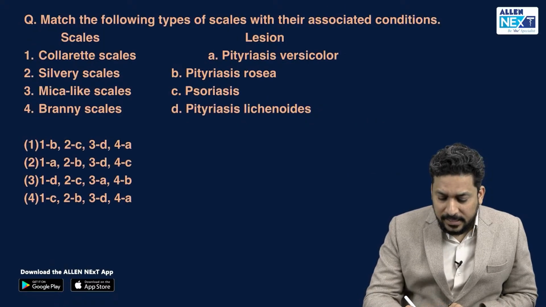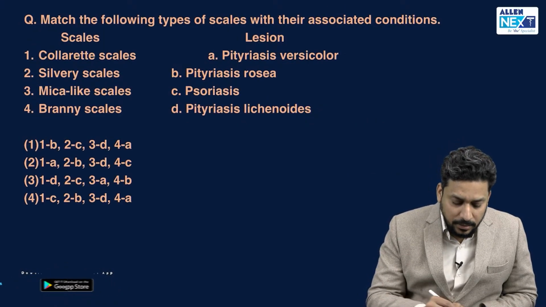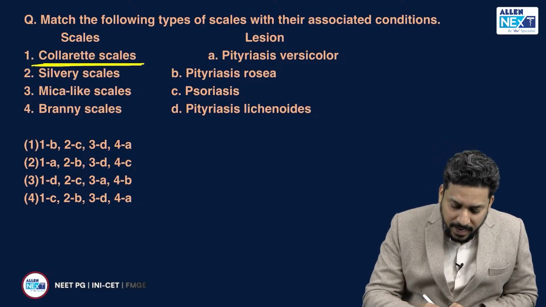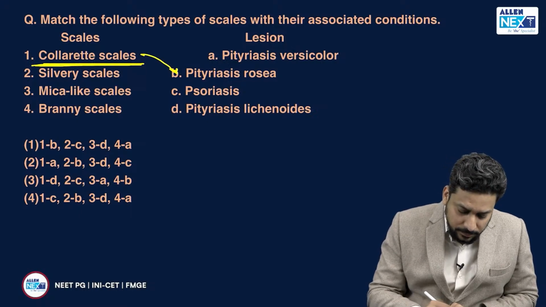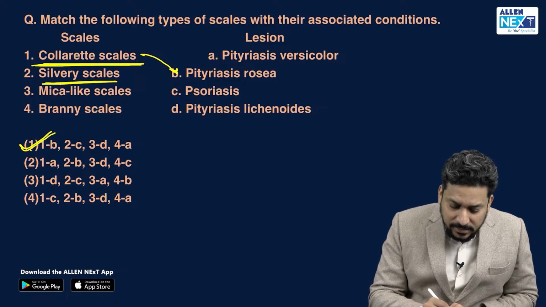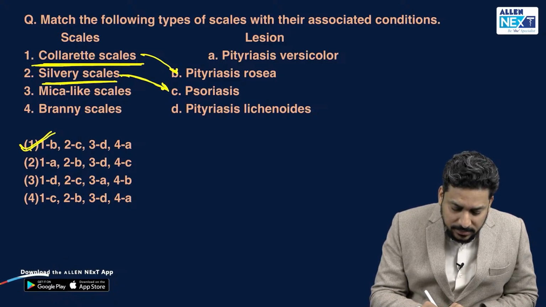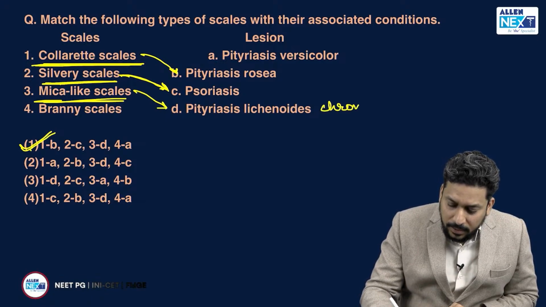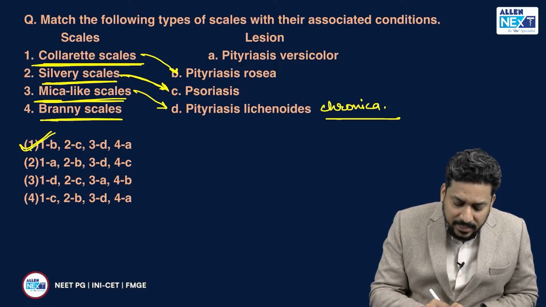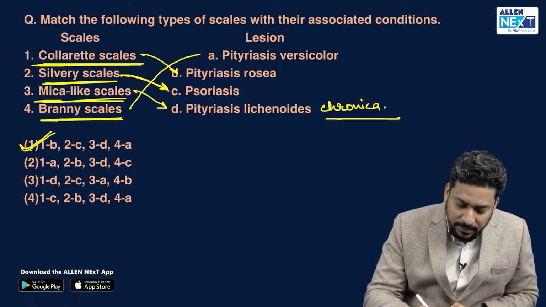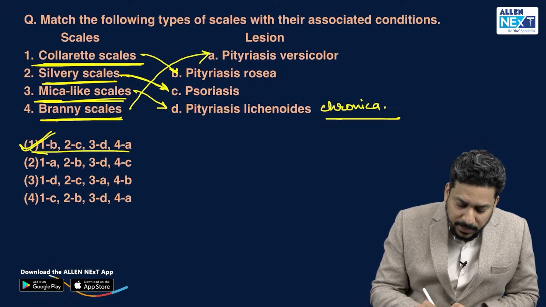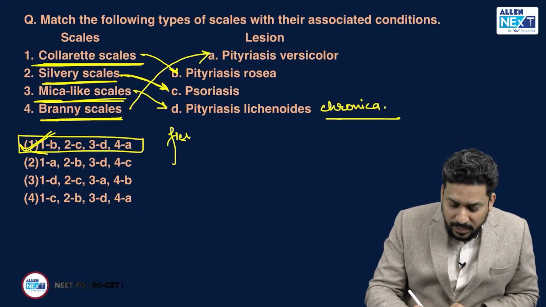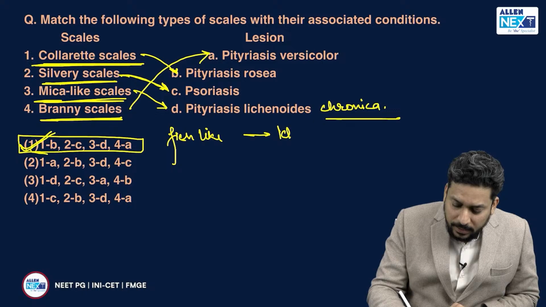Match the following types of scales with their associated condition. Collarette scales, we have already discussed, are seen in pityriasis rosea. Silvery scales are seen in psoriasis. Mica-like scales are seen in pityriasis lichenoides chronica. And branny scales, that is very fine powder-like scales, in pityriasis versicolor. So this becomes the correct option. So these are various scales which are seen. Similarly, fish-like scales are seen in ichthyosis.